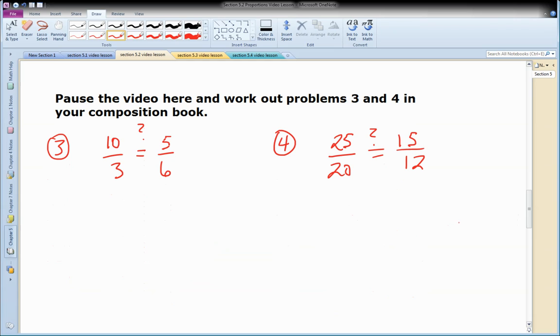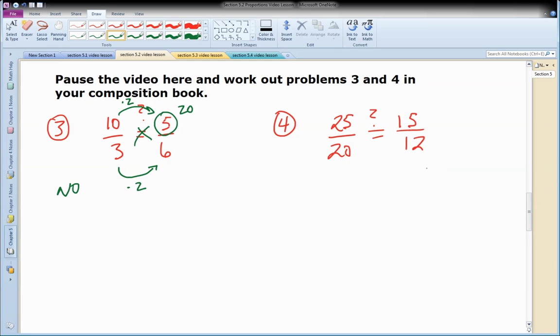Problems 3 and 4. So for problem 3, let me pick green. Can I go from 3 to 6? Yes, I can multiply by 2. Well, what about going from 10 to 5? If I multiply 10 times 2, I don't get 5. I get 20. So this is no. These are not proportional. They are not equal to each other.